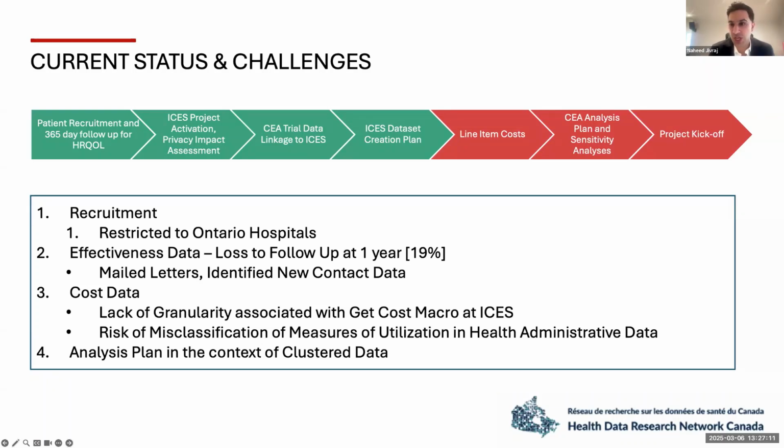I've highlighted most of the challenges throughout this presentation. I think the big ones were ensuring recruitment to 560 patients, challenges with loss to follow-up. There's always a risk when you're using health administrative data of misclassification when we're using ICD-10 codes or procedure codes to count data or to count outcomes. And we're working on an analysis plan in the context of the clustered data.